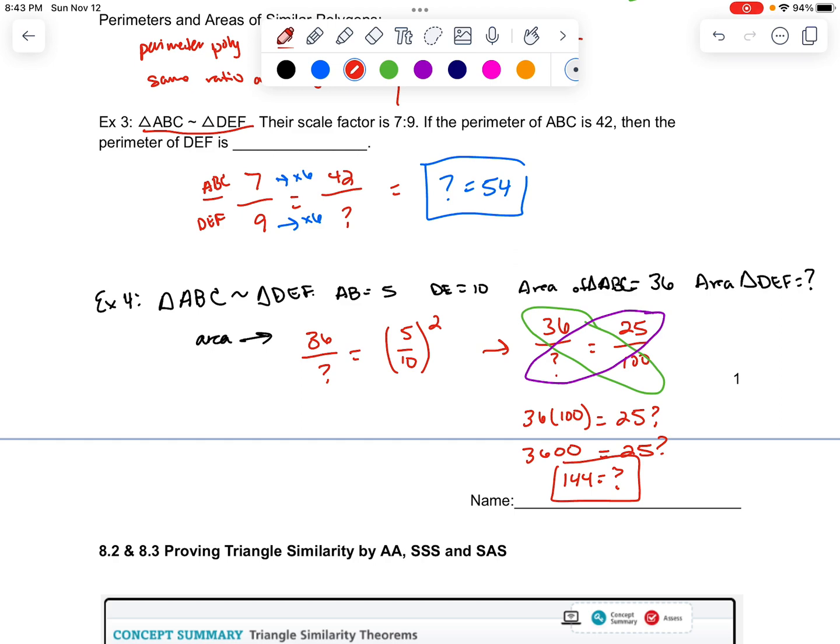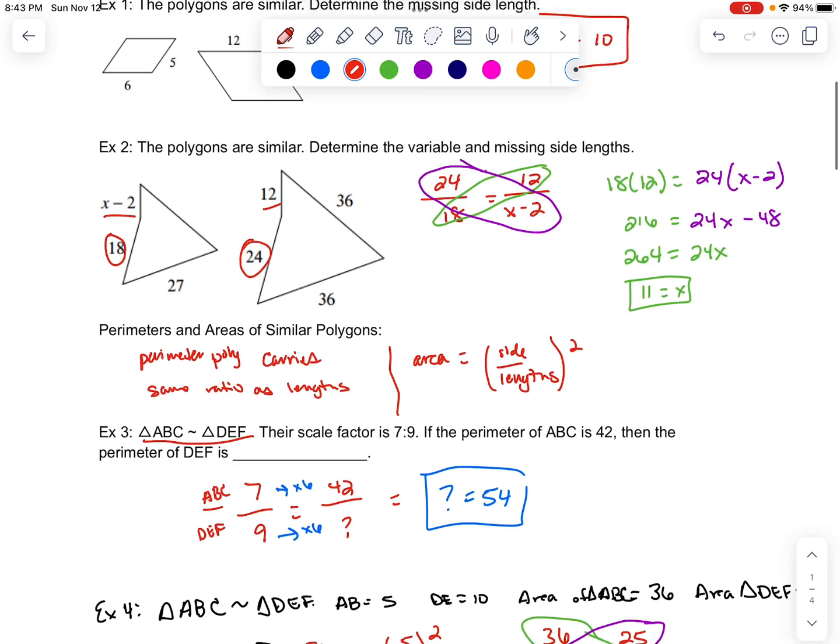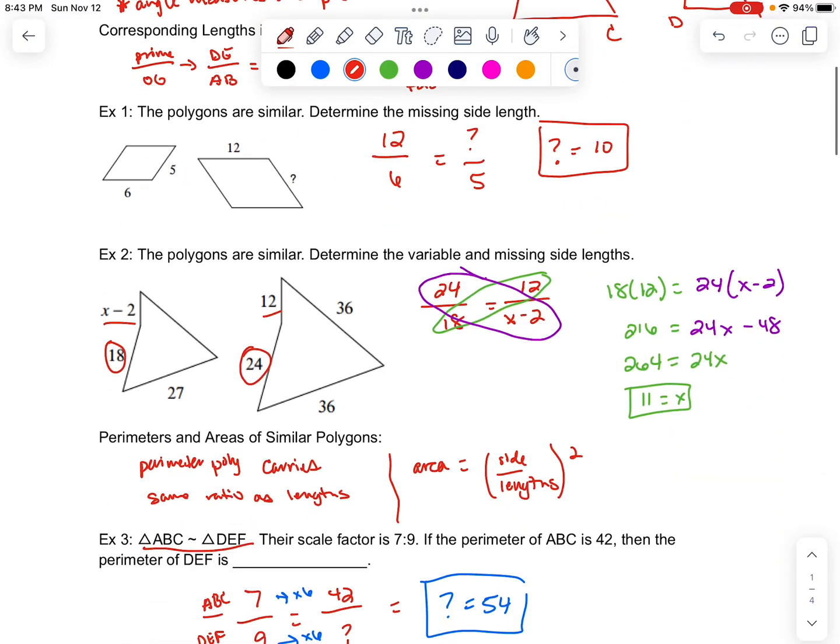So just something that's a little bit different, but needed to be covered with the area. And that is similar polygons. You're just setting up ratios and solving them.